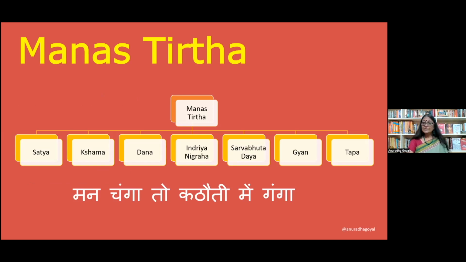Eventually, it's your manas tirth. Which are your manas tirth? Satya, which is truthfulness; kshama, forgiveness; dana, charity; indriya nigraha, control of your senses; sarva bhuta daya, compassion for every kind of life. Every bhoot would mean anybody, not just your own species. And jnana tirtha, the knowledge tirth, and tapah tirth, the tapasya. So if you have all this, you really don't need to go anywhere. If you follow these seven things, then your body itself becomes a tirtha.